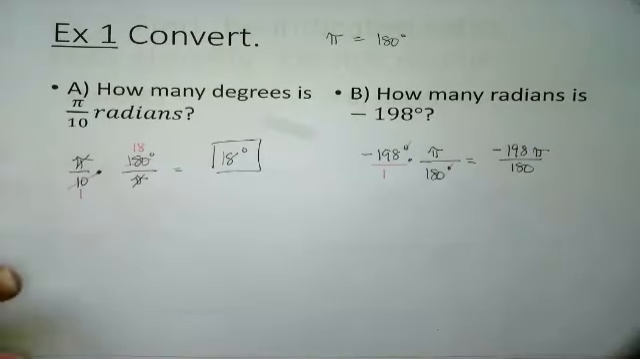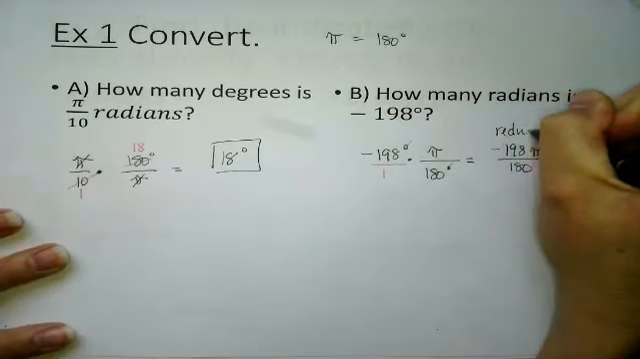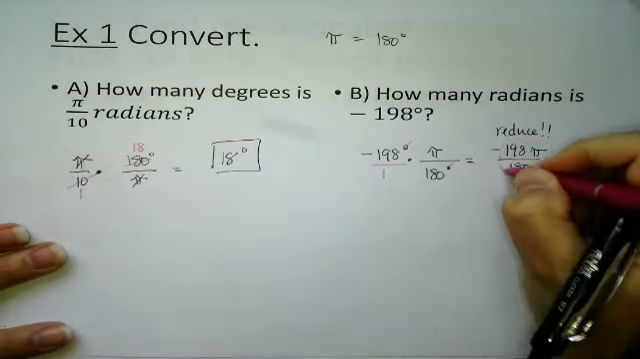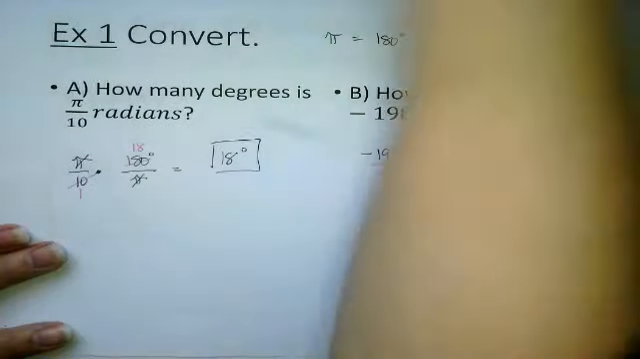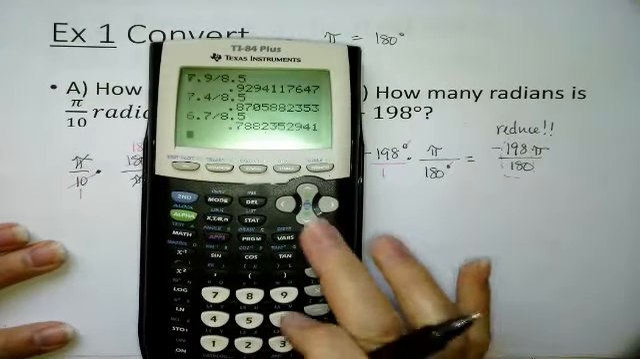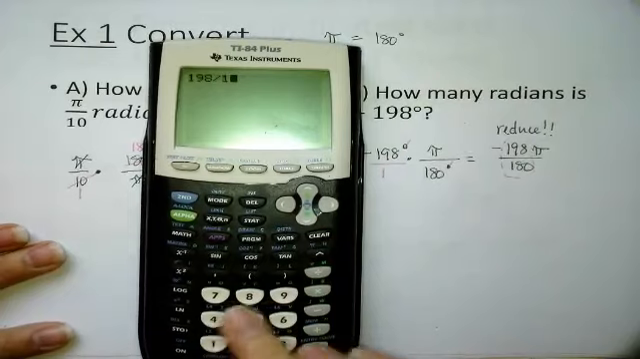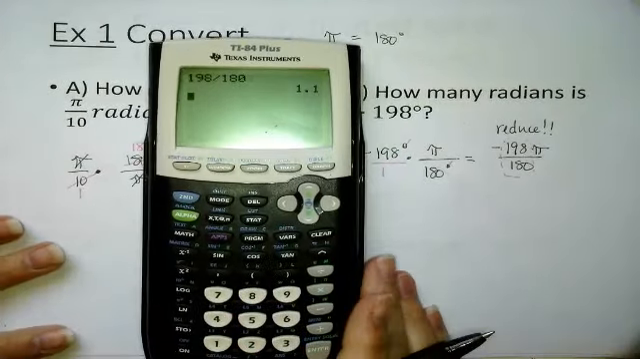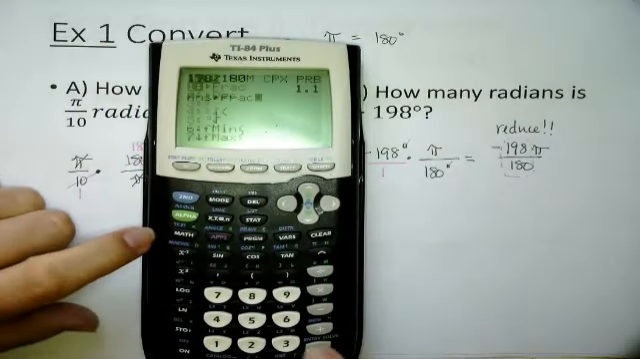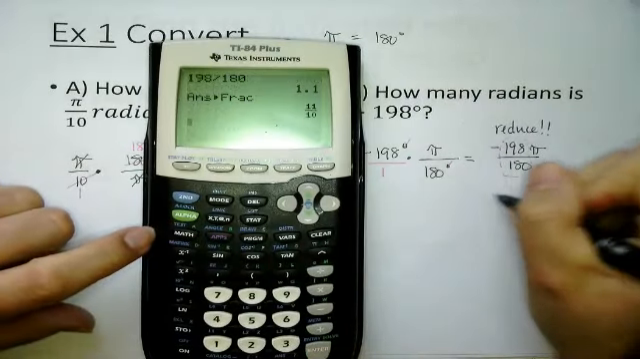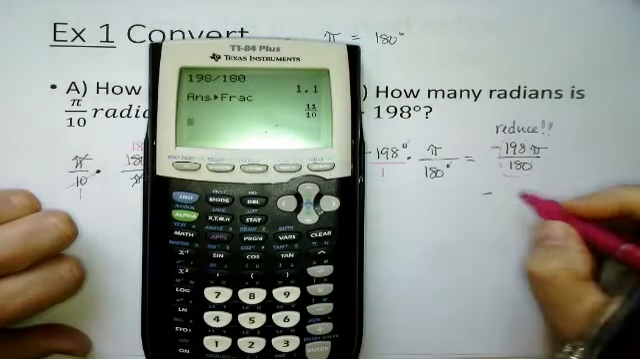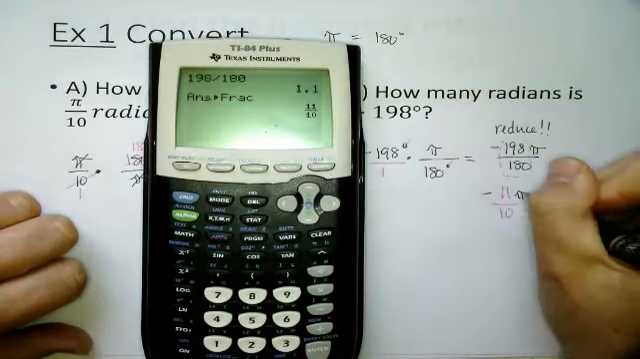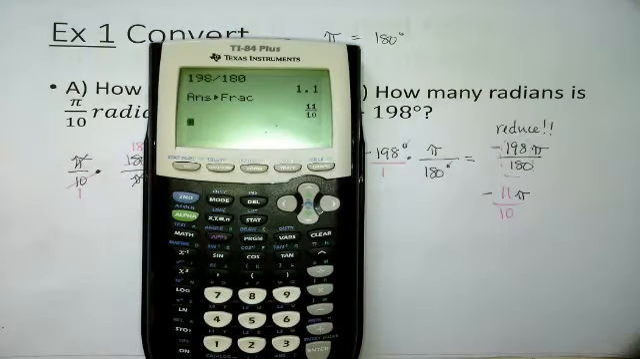Now this is not an acceptable answer. You must reduce. And the easiest way to reduce is actually just to put this little fraction in your calculator. Ignoring the pi, I'm just going to put it into my calculator. 198 divided by 180. This is definitely the cheater's method. And I get a decimal, but that's not okay. We're going to math frac it, and that's going to be a negative. That fraction turned into 11 over 10. And then don't forget your pi. And so be careful when you're typing it in.